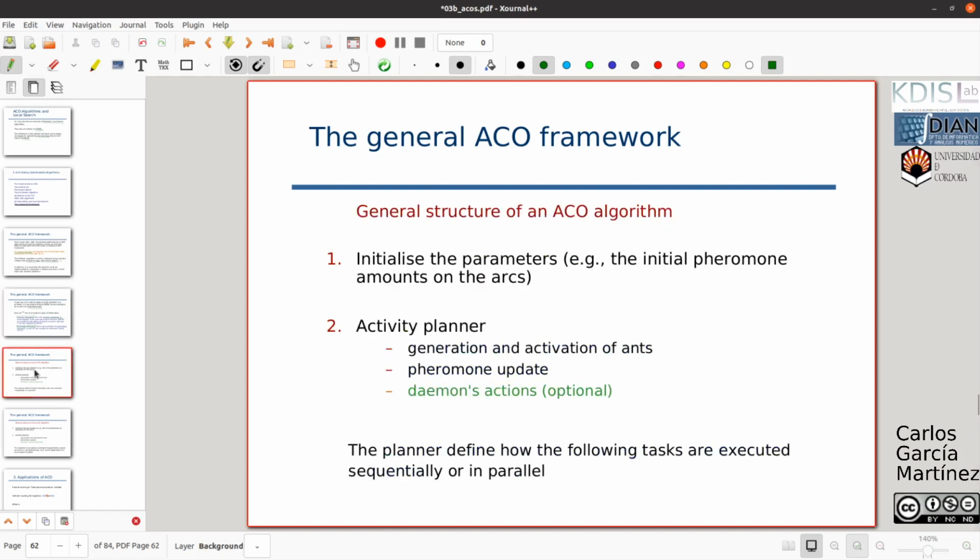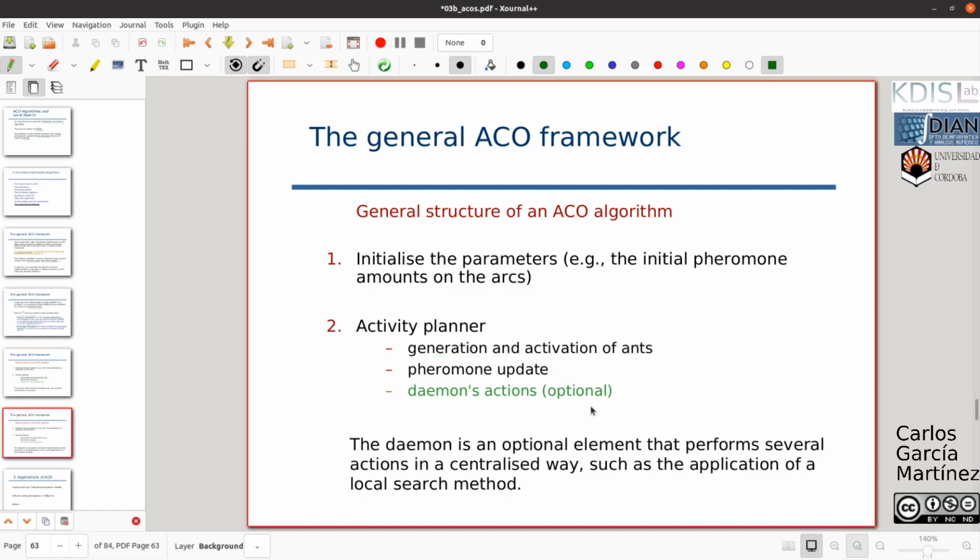Well, the pseudocode would be mostly equal to the previous ones, where your ants apply the transition rule to generate the different solutions. Afterwards, the pheromone matrix or the pheromone trace amounts are updated, and afterwards you could consider the application of some optional actions. These optional actions can be, for instance, the application of local search, local optimization of the previous solution.